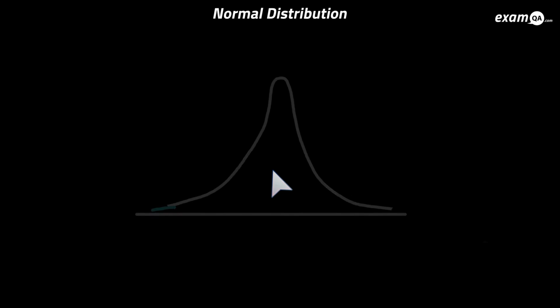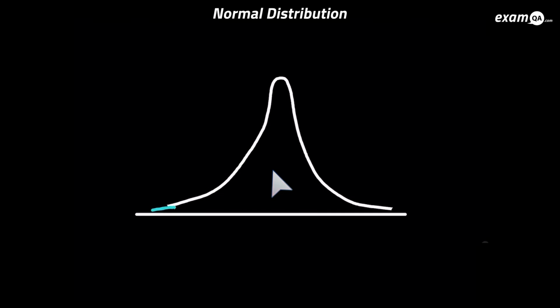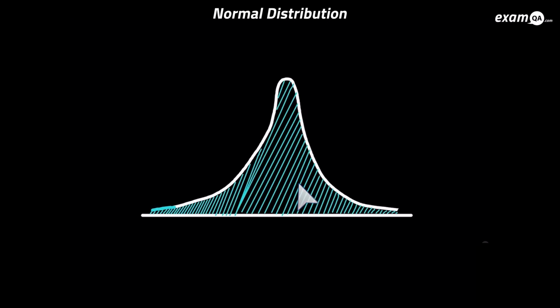In this video, we're going to be looking at the normal distribution. Now it's all about this bell-shaped curve here. And with this curve, what we're concerned with is the area underneath the curve. This area underneath the curve represents probability.